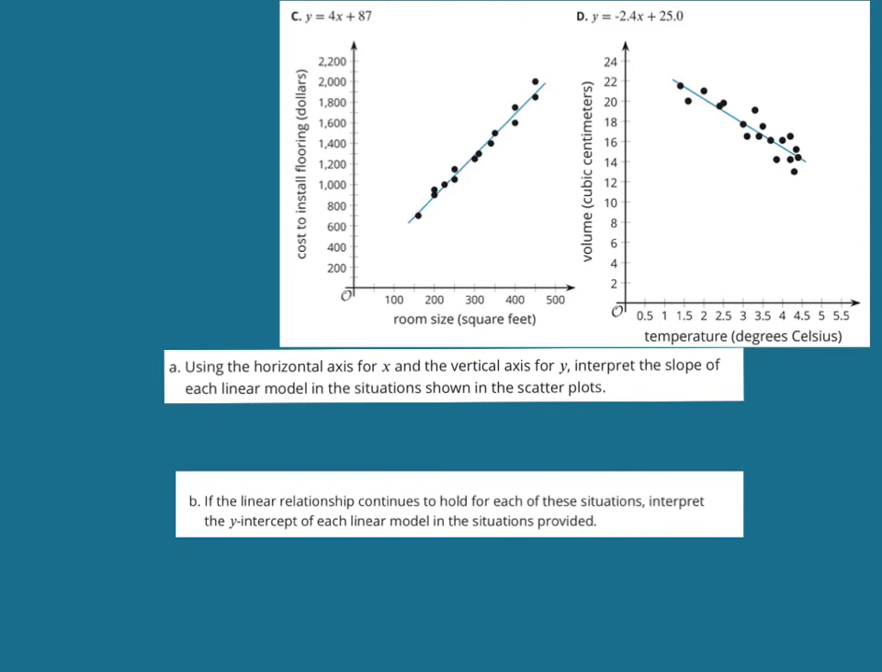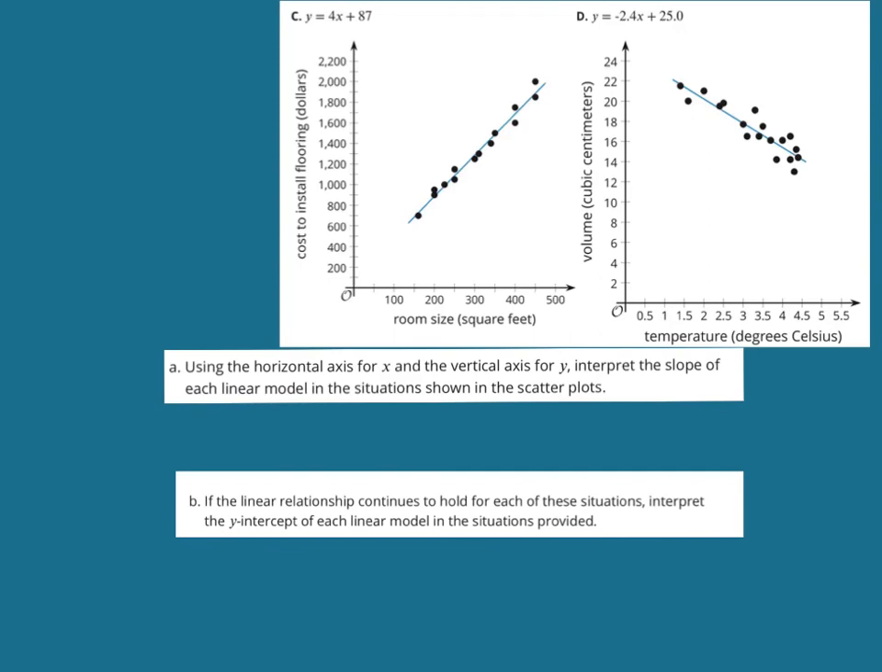Next, we have room size in square feet, and then the cost to install flooring. So of course, the bigger the room, the more it costs to floor it. And here's our model, the blue line, with a slope of 4 and a y-intercept of 87. So again, to interpret that slope, for each additional square foot, the cost is going to go up by $4. And I guess the room size of 0 square feet has $87 cost associated with flooring it.